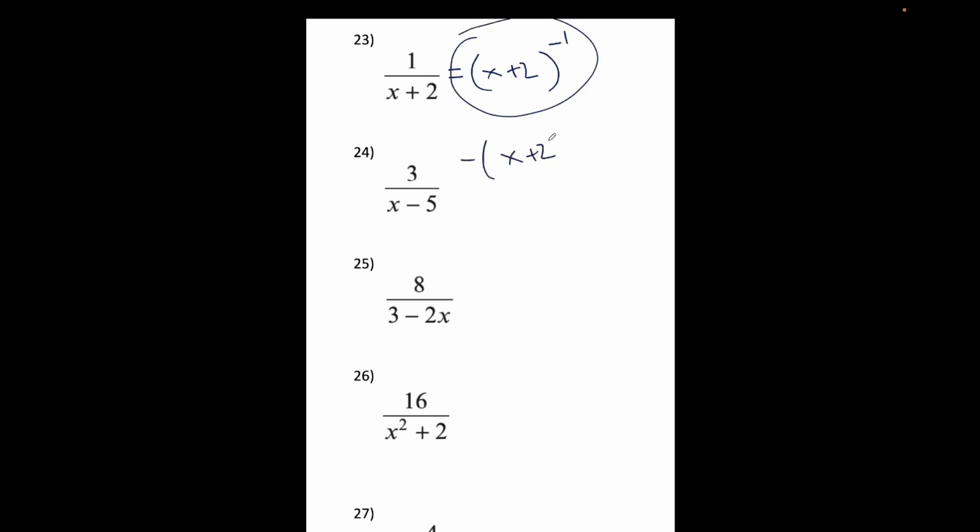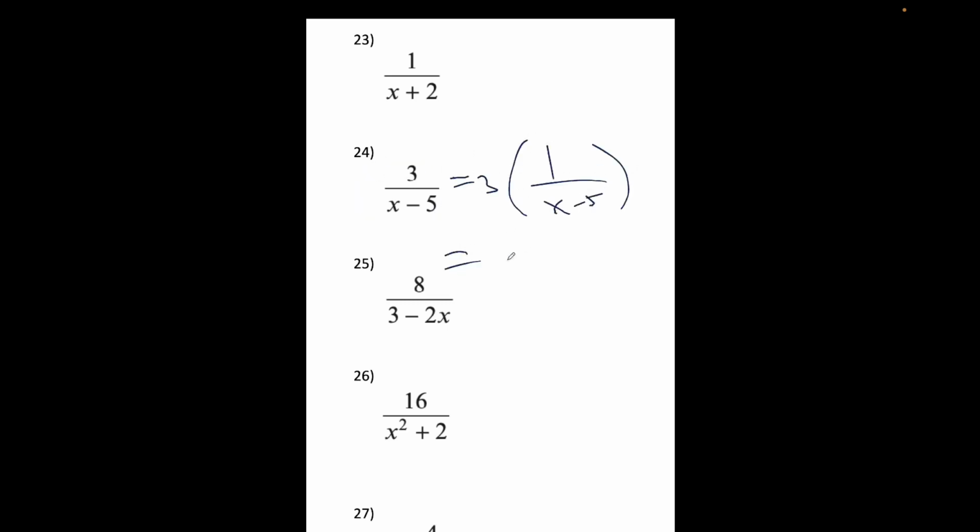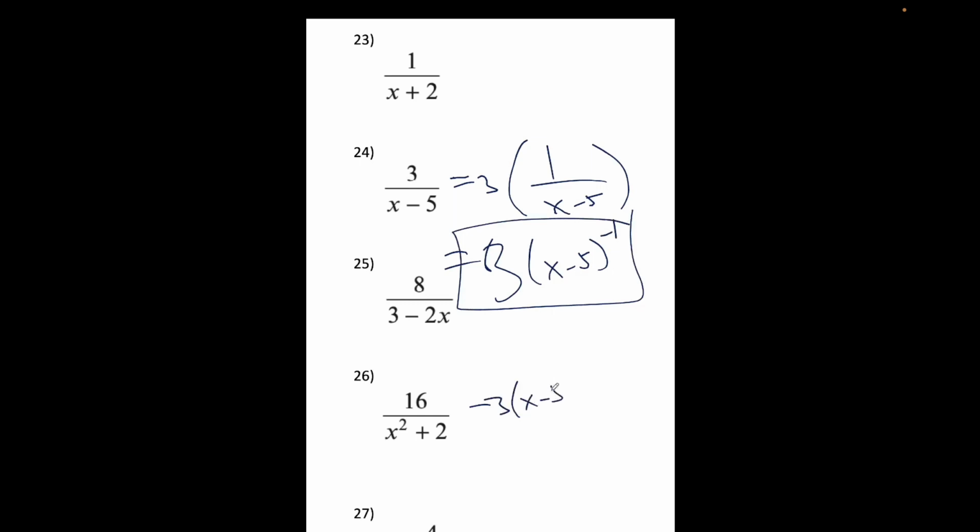Negative bracket x plus 2 to the power of negative 2 times the 1, which is the same thing as negative bracket x plus 2 to the power of negative 2. Same thing over here. Isn't that the same thing as 3 times 1 over x minus 5, which is the same thing as 3 brackets x minus 5 to the power of negative 1? Hey, isn't this the special case we can apply now? Negative 3 bracket x minus 5, excuse me, to the power of negative 2. Times the whole thing by 1, but we don't need to put that.